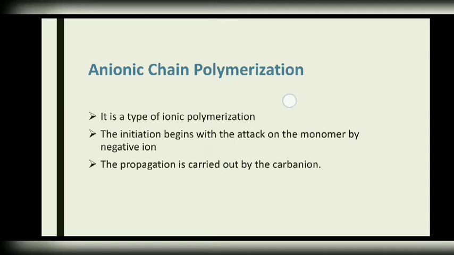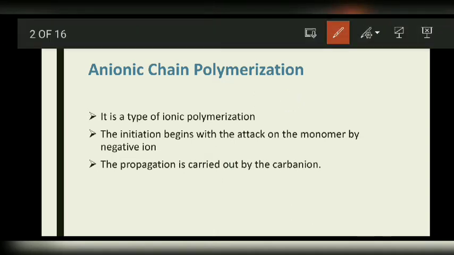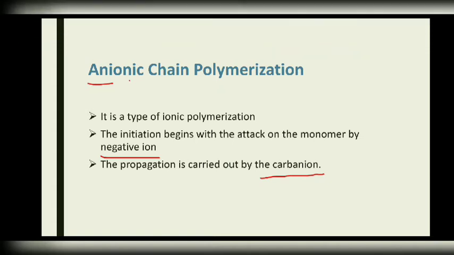It is a type of ionic polymerization, and here the initiation begins with the attack on the monomer by a negative ion. So you know that anion means negative ion, right? So the initiation begins with the attack on the monomer by a negative ion, and the propagation is carried out by the carbanion. So this is the anionic chain polymerization.